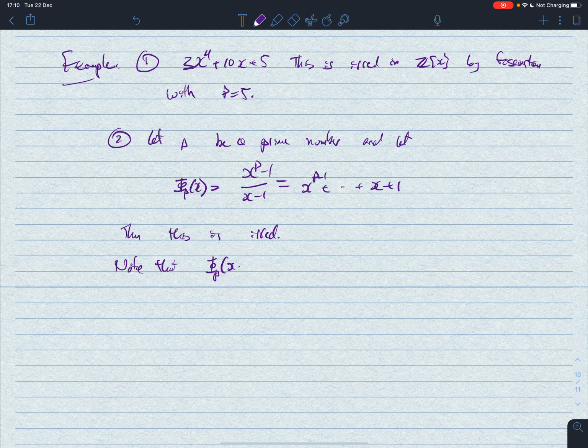So note that Φ_p(x+1) is x^(p-1) plus p x^(p-2) up to p choose 2 x plus p. This is what happens if you replace x with x plus 1 in this polynomial. You end up with this polynomial, which is now Eisenstein because of properties of these binomial coefficients. They're all divisible by p, and the constant term is p, there's no p squared there. So this is now Eisenstein at p.